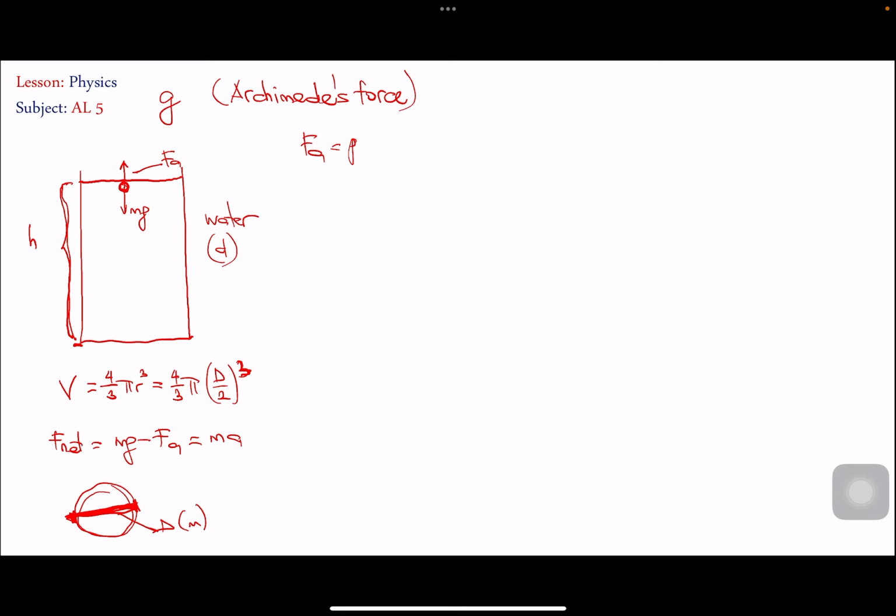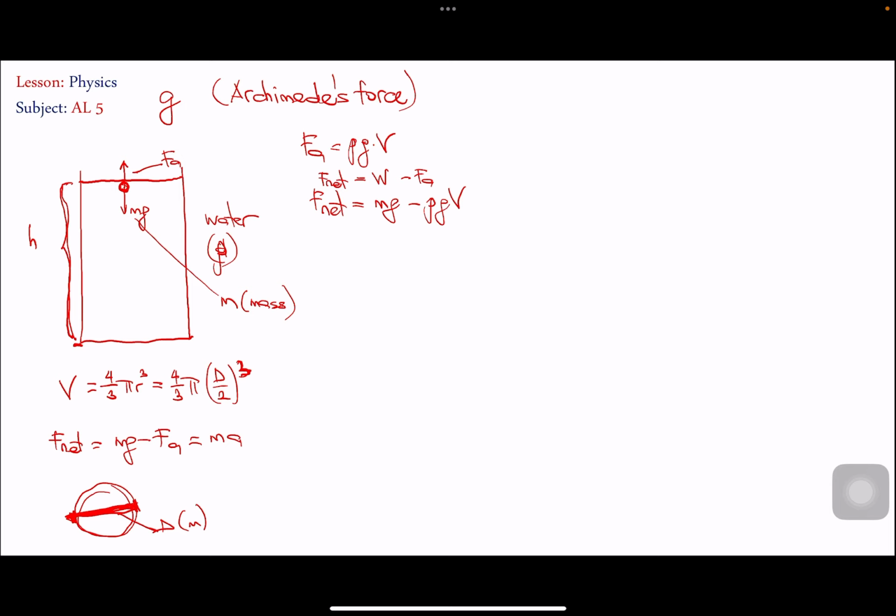Now, when you find the volume, you may find the Archimedes force, which equals rho, the density of this water, times g and V: rho g V. You have to measure also the mass of the ball, and F net will be equal to mg minus rho gV. That is the weight of this object minus the Archimedes force, which will give you F net.